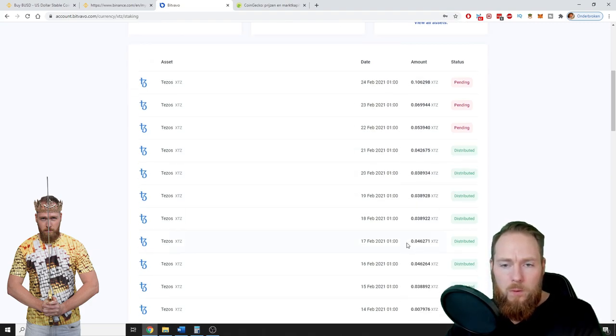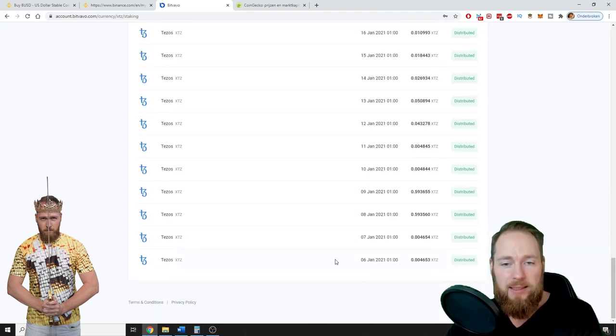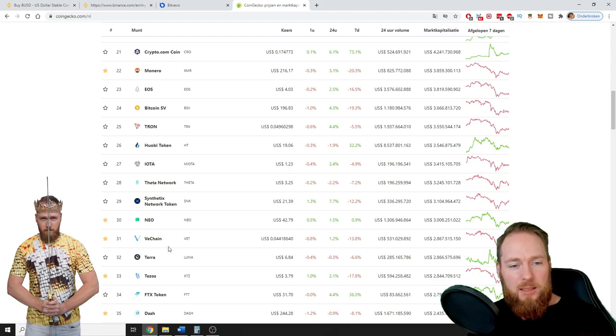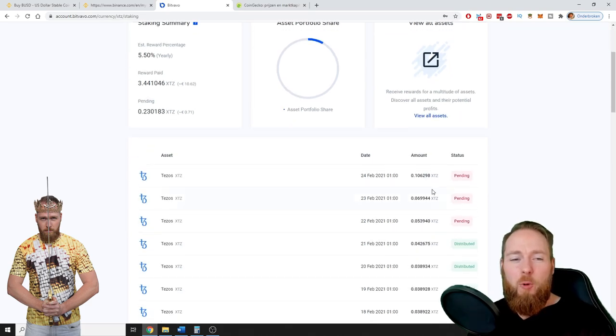So 0.04, 0.03, but every day, Tezos is only at $3, almost $4. But as most of you know, I'm in it for the long term, guys. So I'm getting these rewards, but imagine possibly in 5 years, how much Bitcoin will be worth, how much Tezos will be worth, how much Ethereum will be worth.